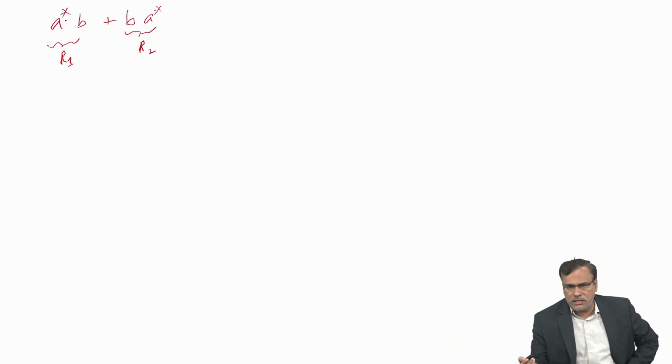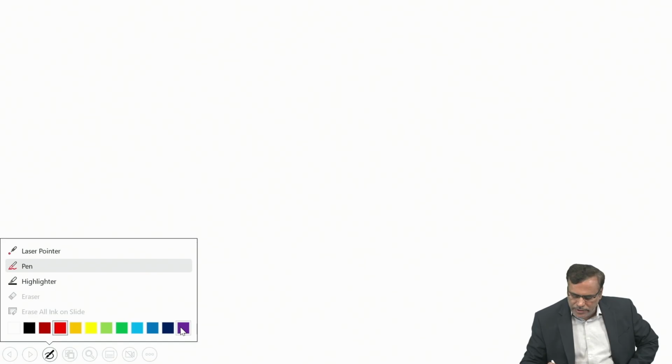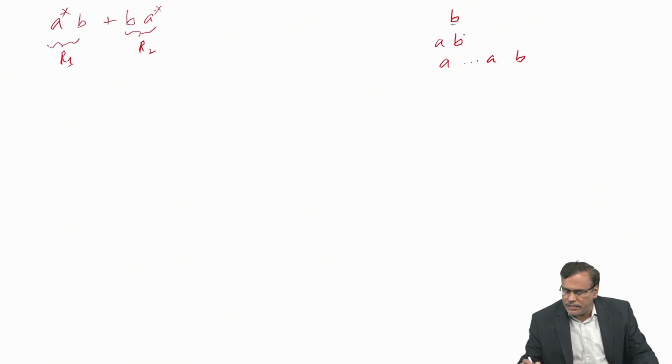From the R1 part, what are the possible things we can have? A star in the sense 0 or more times. If you take 0 times, in the sense epsilon, then you are going to get just B itself. Otherwise, a single A followed by B. Otherwise, any number of A's followed by B. So in every case, this B is mandatory. Your string must end with B.